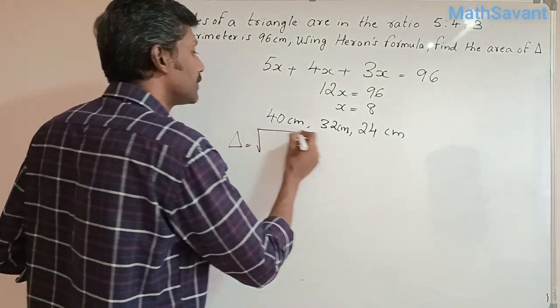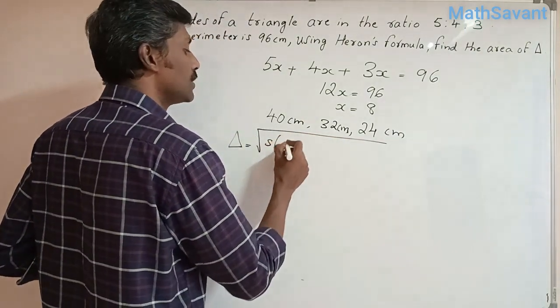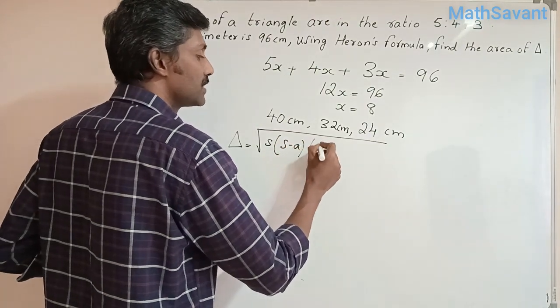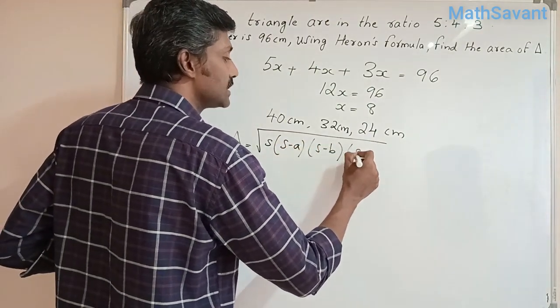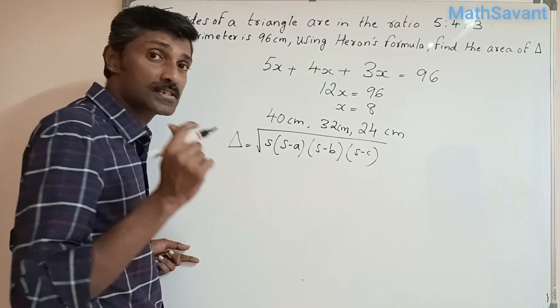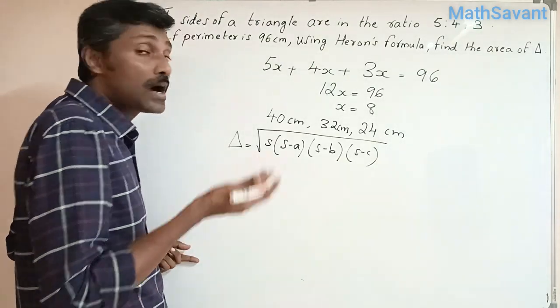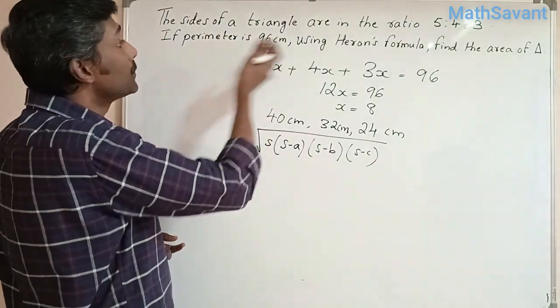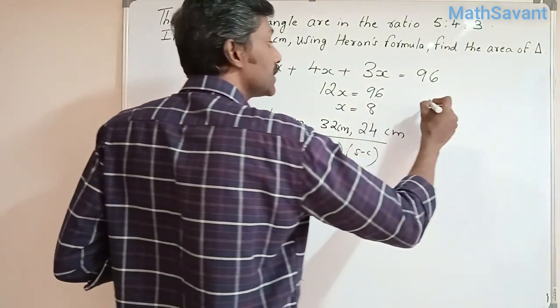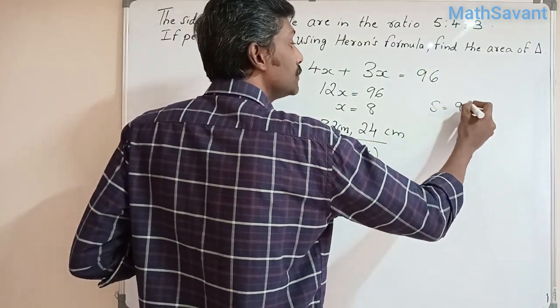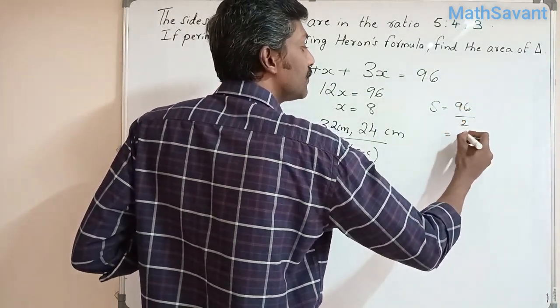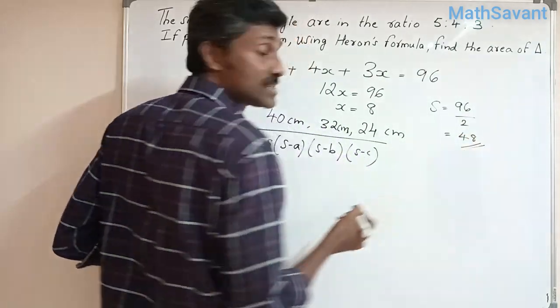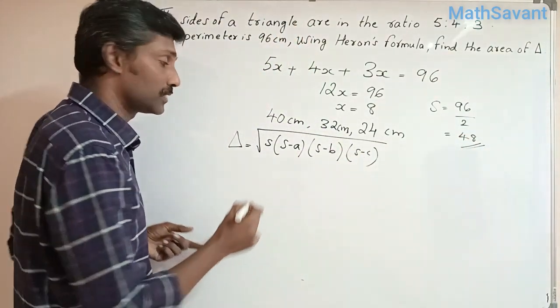It's root of s into s minus a into s minus b into s minus c. Now what is s? S is the semi-perimeter, which is the half of the perimeter, right? We already know the perimeter is 96. So what is semi-perimeter? S is 96 divided by 2, which is 48, right? Now let's substitute the value of s here and find out the area.